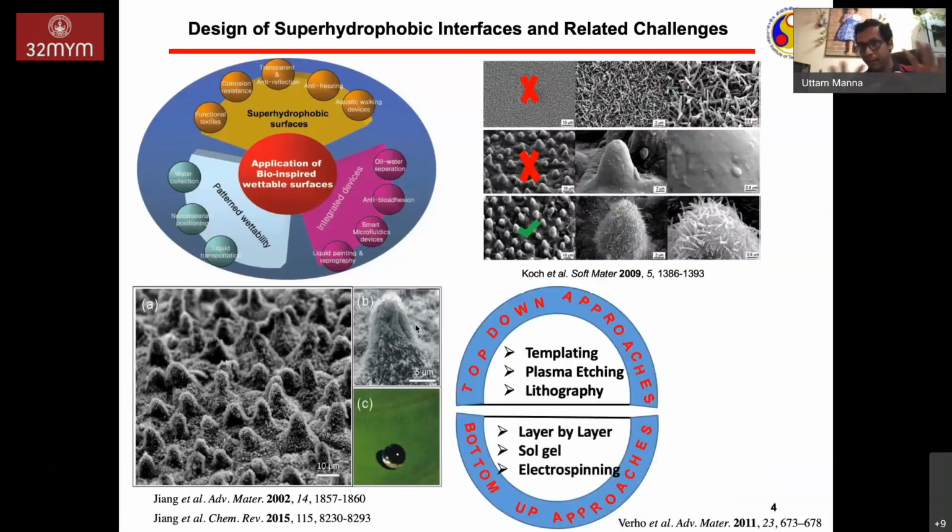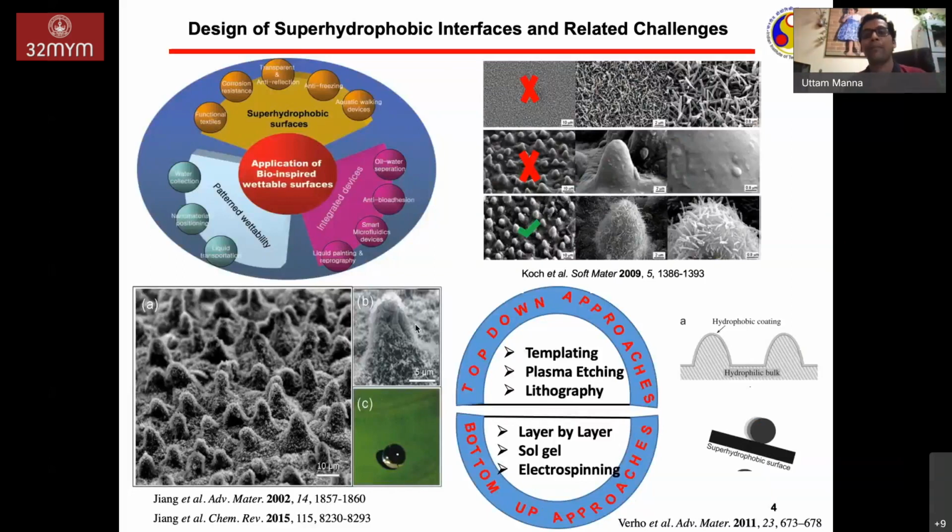Once this secret is revealed, there are n number of approaches, top-down and bottom-up, to synthesize this hierarchical topography. And once you develop this hierarchical topography, you optimize the low surface energy coating, which is naturally there in all these living objects, right? So waxy coatings, which give the essential low surface energy. And once you have this co-optimization, then you get artificial superhydrophobicity. This is the fabrication process widely and commonly followed to prepare artificial superhydrophobicity.